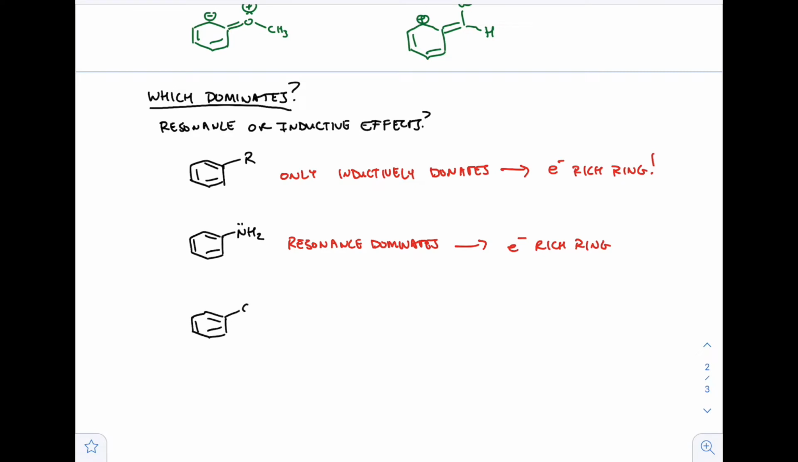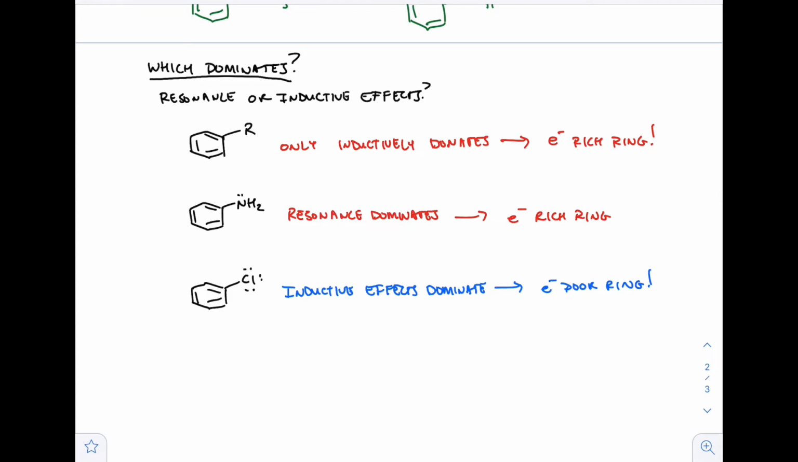Now, another example would be a halogen, right? So we have a chlorine there, or we could have an iodine, or fluorine, or bromine. Now, these still have a lone pair, right? So technically that can do resonance with the ring, and that would make it an electron donating group in that aspect with respect to resonance. But inductive effects dominate for halogens because we know those are very electronegative atoms, and so as a result, the ring is electron poor.